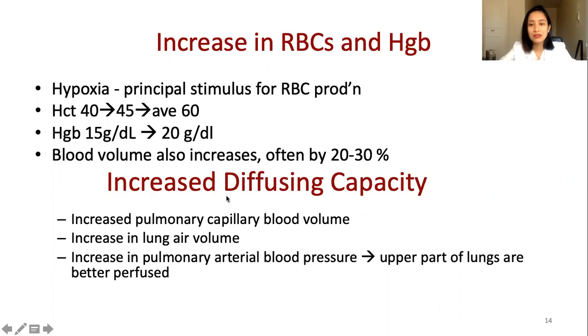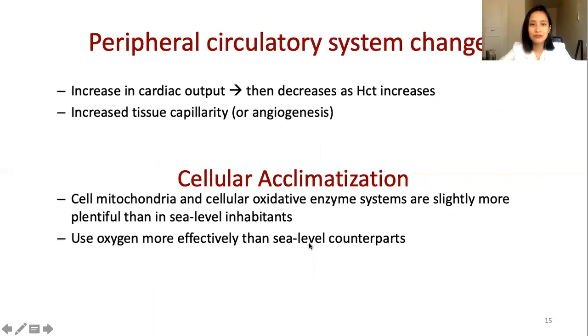There's also increased diffusing capacity, and this is because of increased pulmonary capillary blood volume. Because of this increase in lung air volume because of the increased respiration, and there's an increased pulmonary arterial blood pressure because the upper part of the lungs are better perfused. So all of this serves to increase the oxygen delivery into your peripheral tissues.